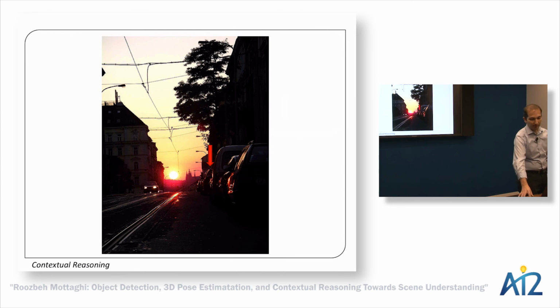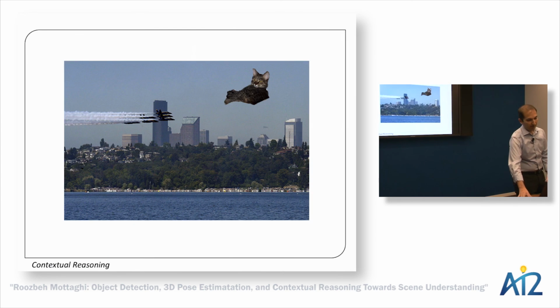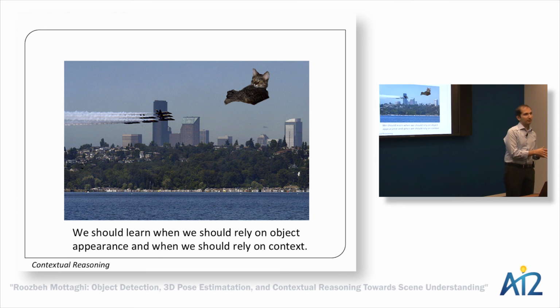But there is also a counter argument for context. I can put this cat anywhere in this image, and you can recognize it reliably, irrespective of the context. So we need to learn when we should rely on object appearance and when we should rely on the context. If the object appearance is good enough, maybe there is no need to rely on context.